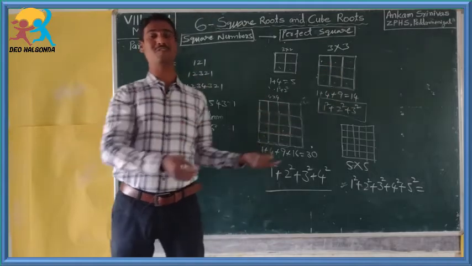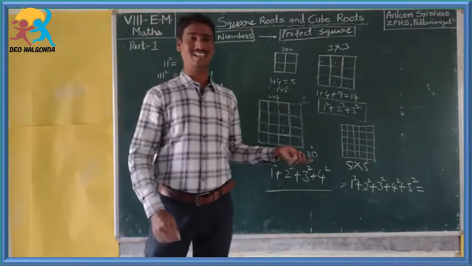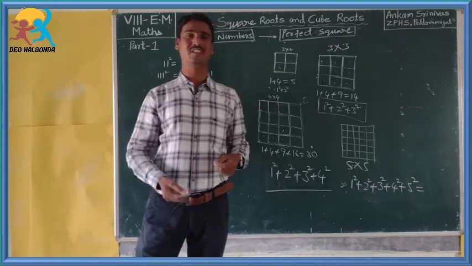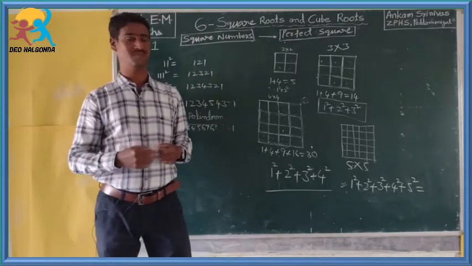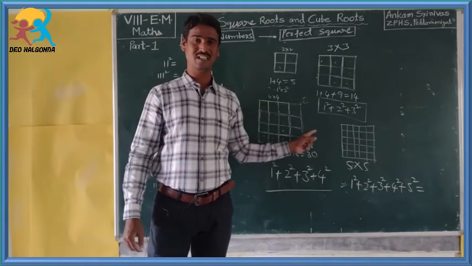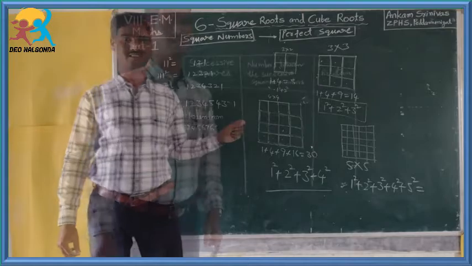Then ask the 4 by 4, 5 by 5. They won't say the answer. They will take a lot of time. They will get confused. They never get the correct answer. But using this technique, you can easily say the number of squares in the given figure.